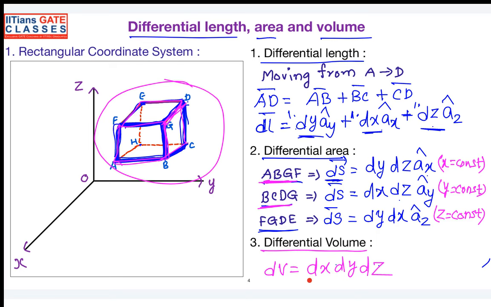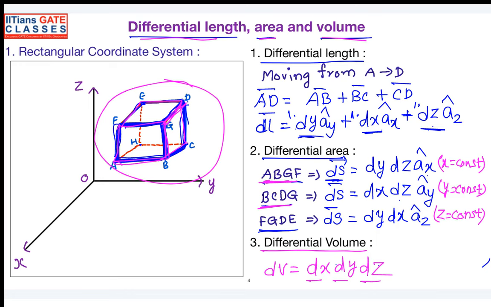So in the rectangular coordinate system, have you understood the differential length, area, and volume? Any questions, please try to clear them now, in this slide. Shall I go ahead? Yes, sir.